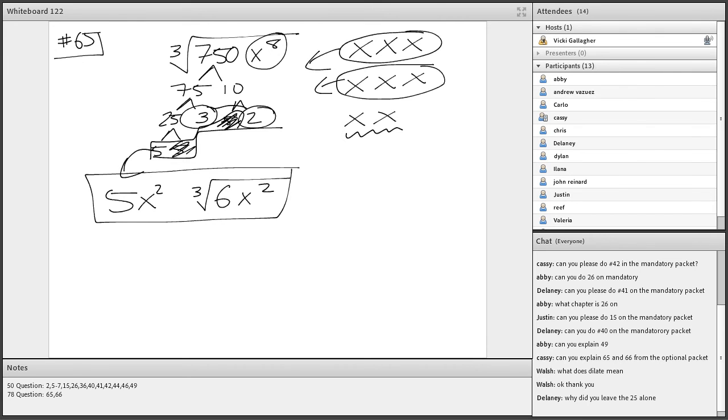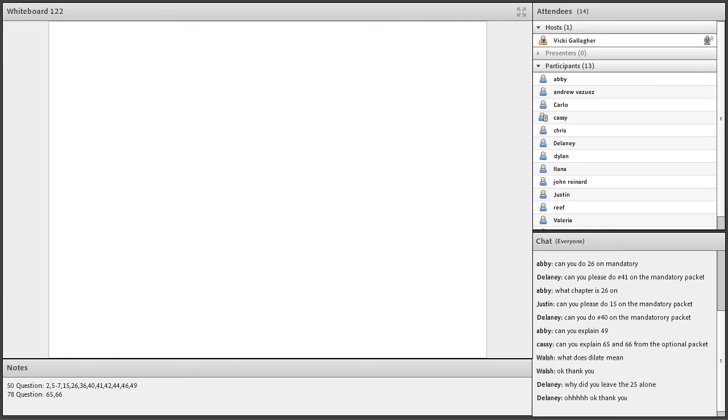Because I took the 25 and I broke it down into a 5 and a 5, we actually kind of ignore the numbers that were able to be broken down more. You're really just looking at the numbers that are at the end of the line. So these two 5s, that 3, this 5, and that 2. And we'll do another one. We'll do number 66.